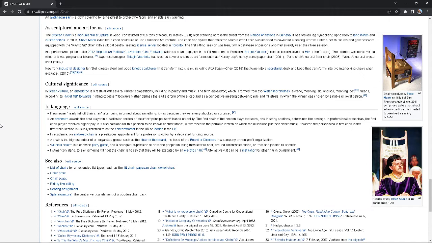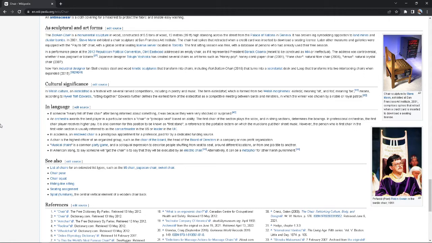In academia, an endowed chair is a prestigious appointment for a professor, paid for by a dedicated funding source. A chair is the highest officer of an organized group, such as the chair of the board, the head of a board of directors in a company or non-profit organization. Musical chairs is a common party game, and a colloquial expression to describe people shuffling from seat to seat around different locations or from one job title to another.